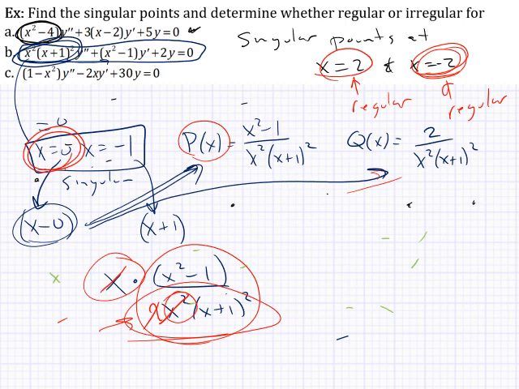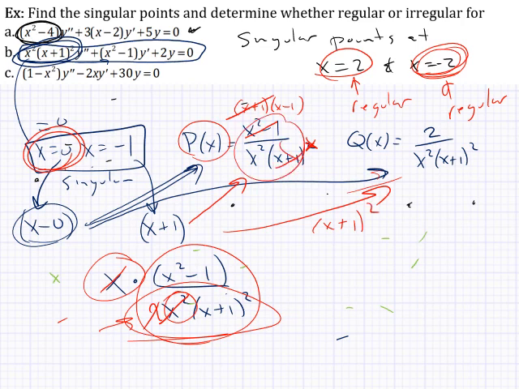Now how about x plus 1? Well, look, I can actually simplify p of x. This is going to be x plus 1 times x minus 1, and I can cancel one of these x plus 1s. So actually, if I multiply this one by x plus 1 and this one by x plus 1 squared, does it remove the singularity? Well, x plus 1 times this, yeah, it would remove the singularity. X plus 1 squared times this, yeah, it would remove the singularity. So that tells me that negative 1 would be regular. So this one is irregular, and this one is regular.